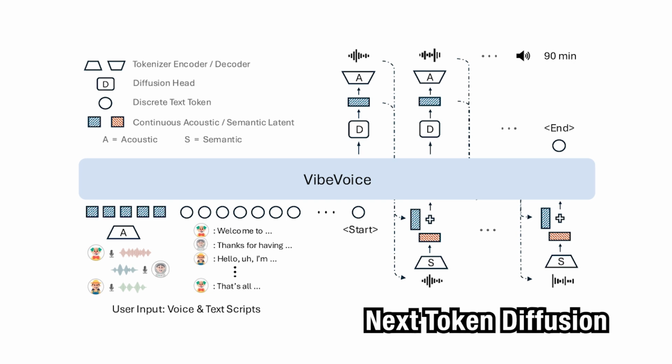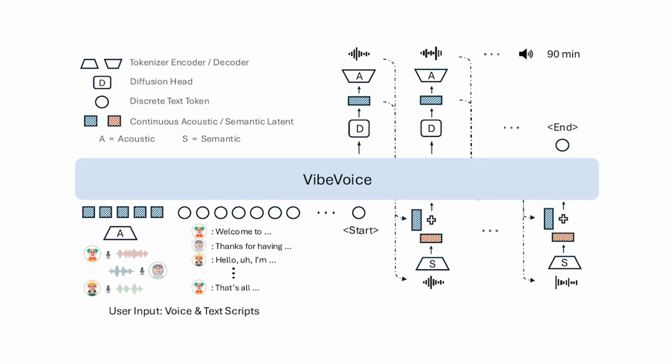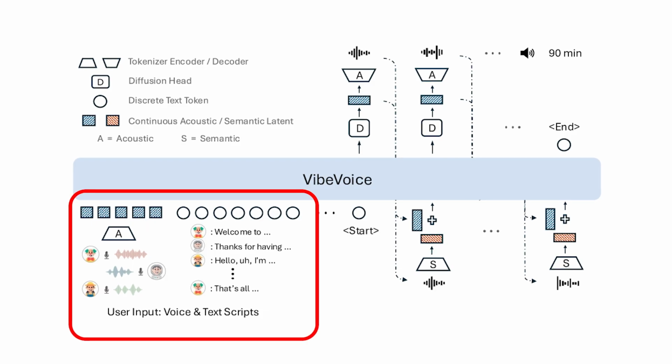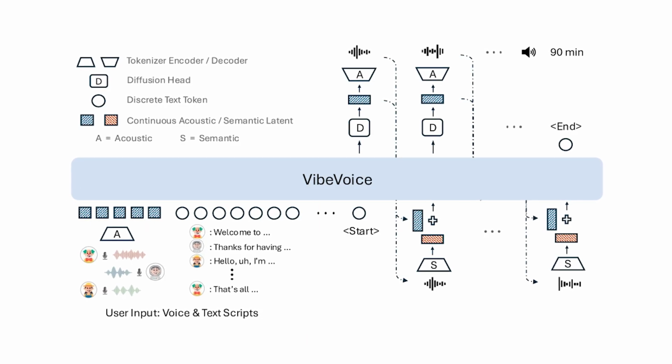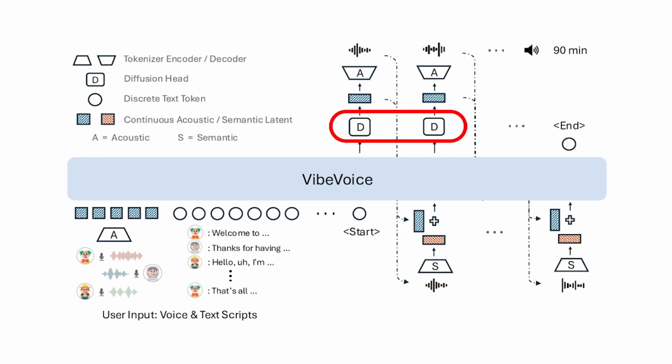Instead of predicting audio codes with a standard auto-regressive stack, VibeVoice uses an LLM to process the script and speaker prompts, and then a lightweight diffusion head that predicts the acoustic latents token by token. This keeps the dialogue coherent while still adding the fine acoustic detail that diffusion is good at.